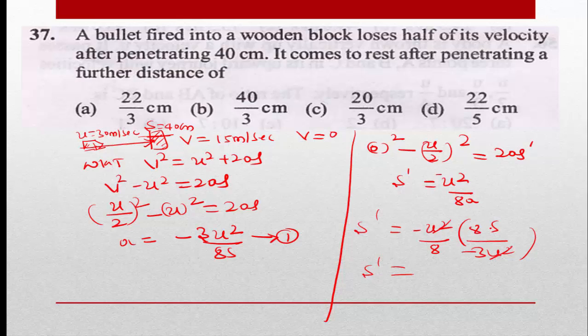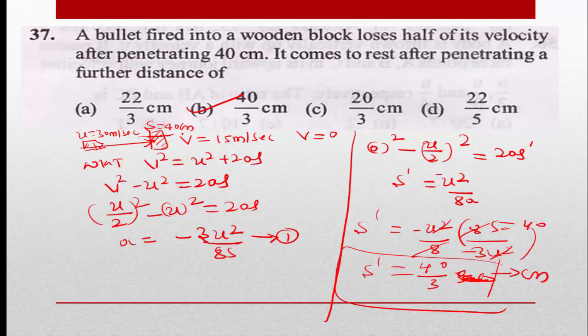S is 40 centimeter, right? 8 into 5 is 40. Therefore, we get the answer 40 divided by 3 centimeter. 8 and 8 cancel. S dash is equal to 40 divided by 3 centimeter. Sorry, it's the distance: 40 divided by 3 centimeter. Option B is the right answer.